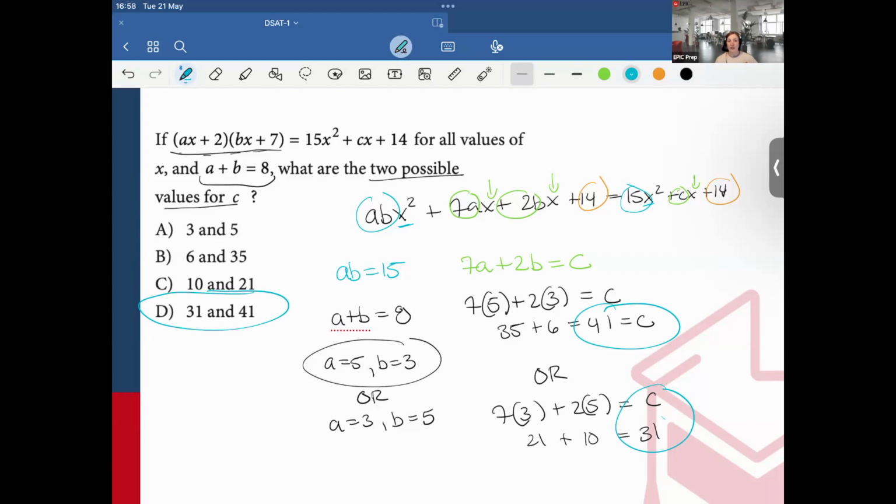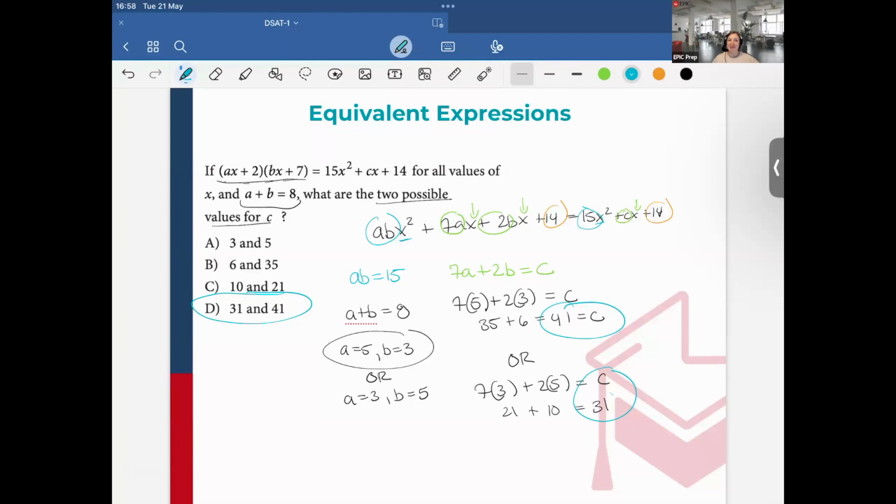So just get really confident with equivalent expressions and factoring because it comes up, it seems, on most SAT exams. I expect that you'll see it on the June SAT. However, let's just do one more for good measure.